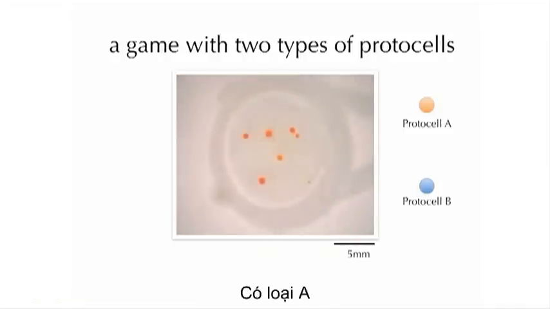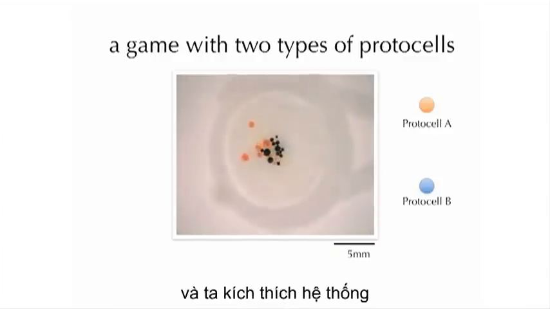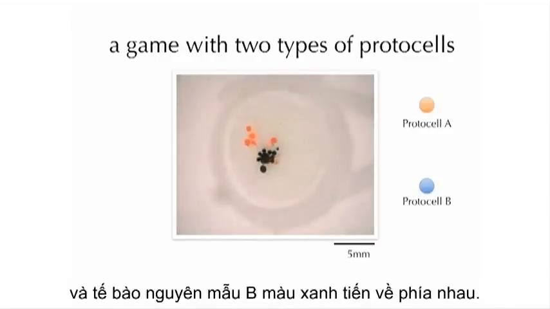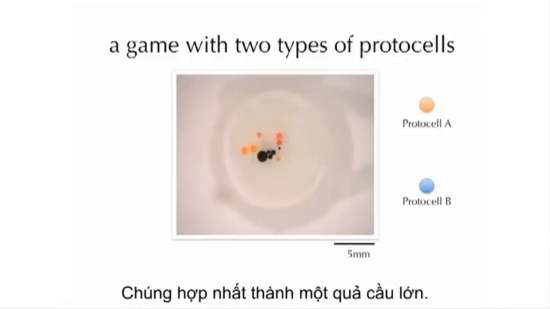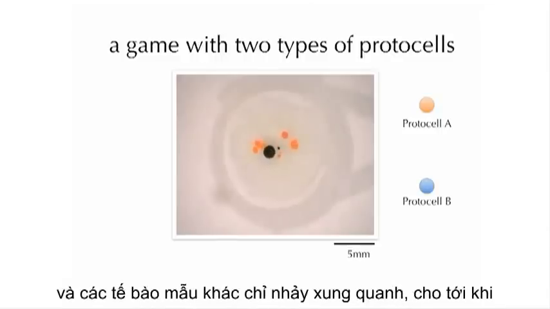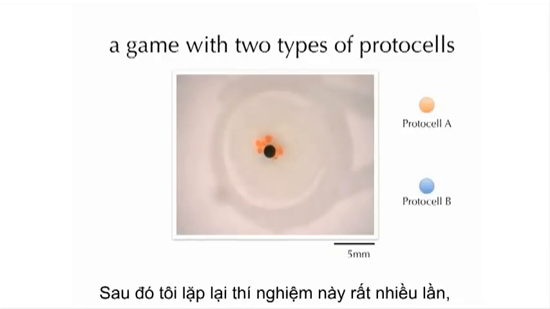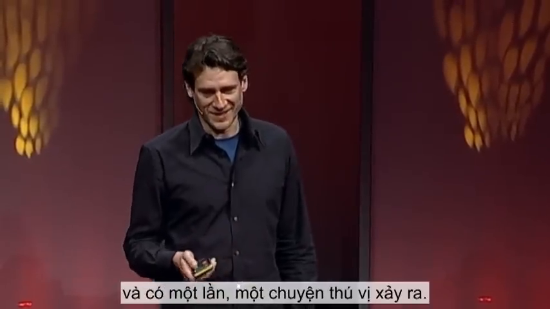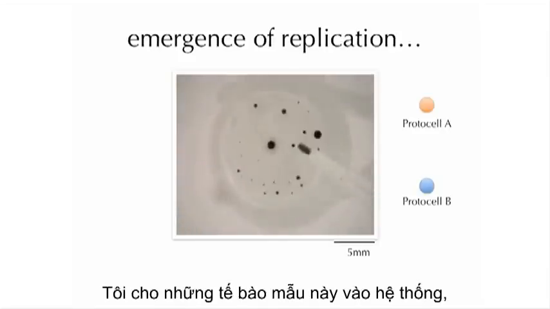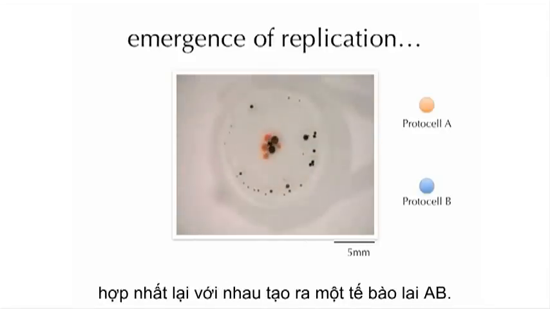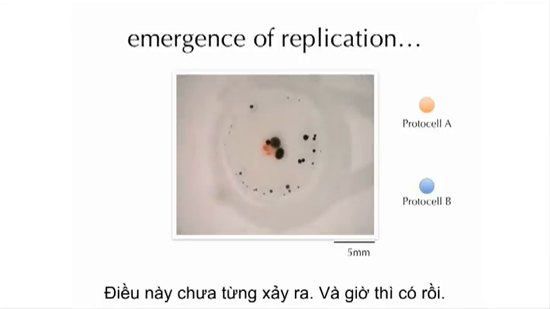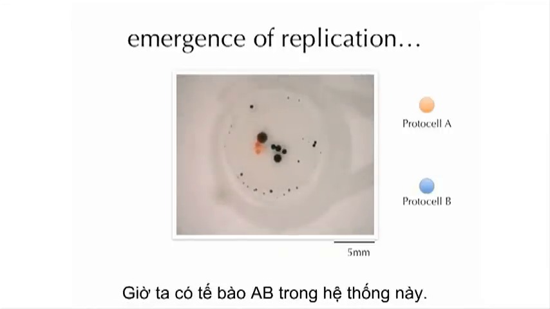So there's population A, there's population B, and then we activate the system, and protocell B's, the blue ones, all come together, they fuse together to form one big blob, and the other protocell just dances around, and this just happens until all of the energy in the system is basically used up, and then game over. So then I repeated this experiment a bunch of times, and one time something very interesting happened. I added these protocells together into the system, and protocell A and protocell B fused together to form a hybrid protocell, AB. That didn't happen before. There it goes. There's a protocell AB now in the system.